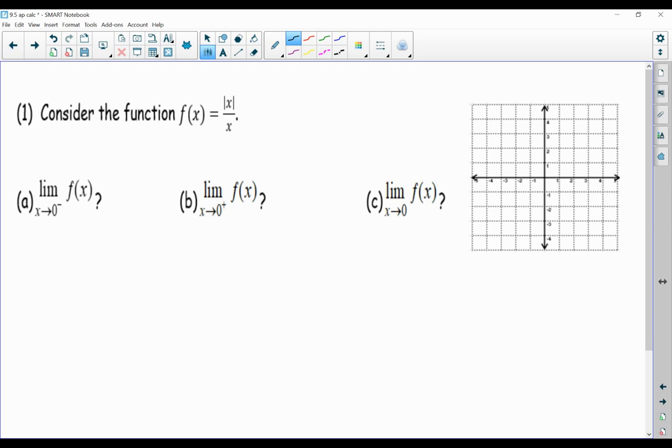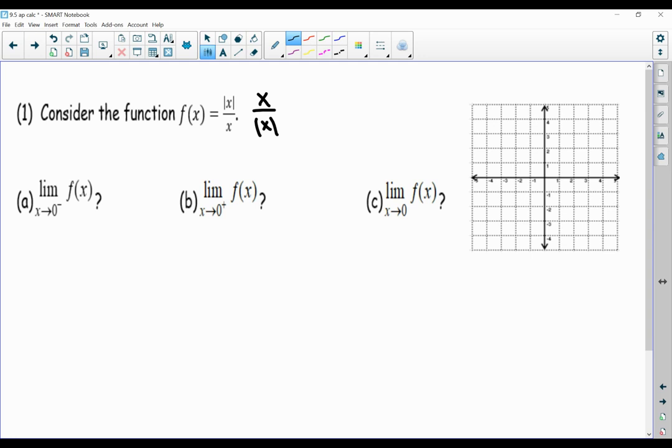The first function we're going to look at is f of x equals absolute value of x over x. I like to call this the step stool function. You'll see why in a second. You could also see it as x over absolute value of x. Either way is fine. These functions are going to take the same transformation rules that all of our functions did.